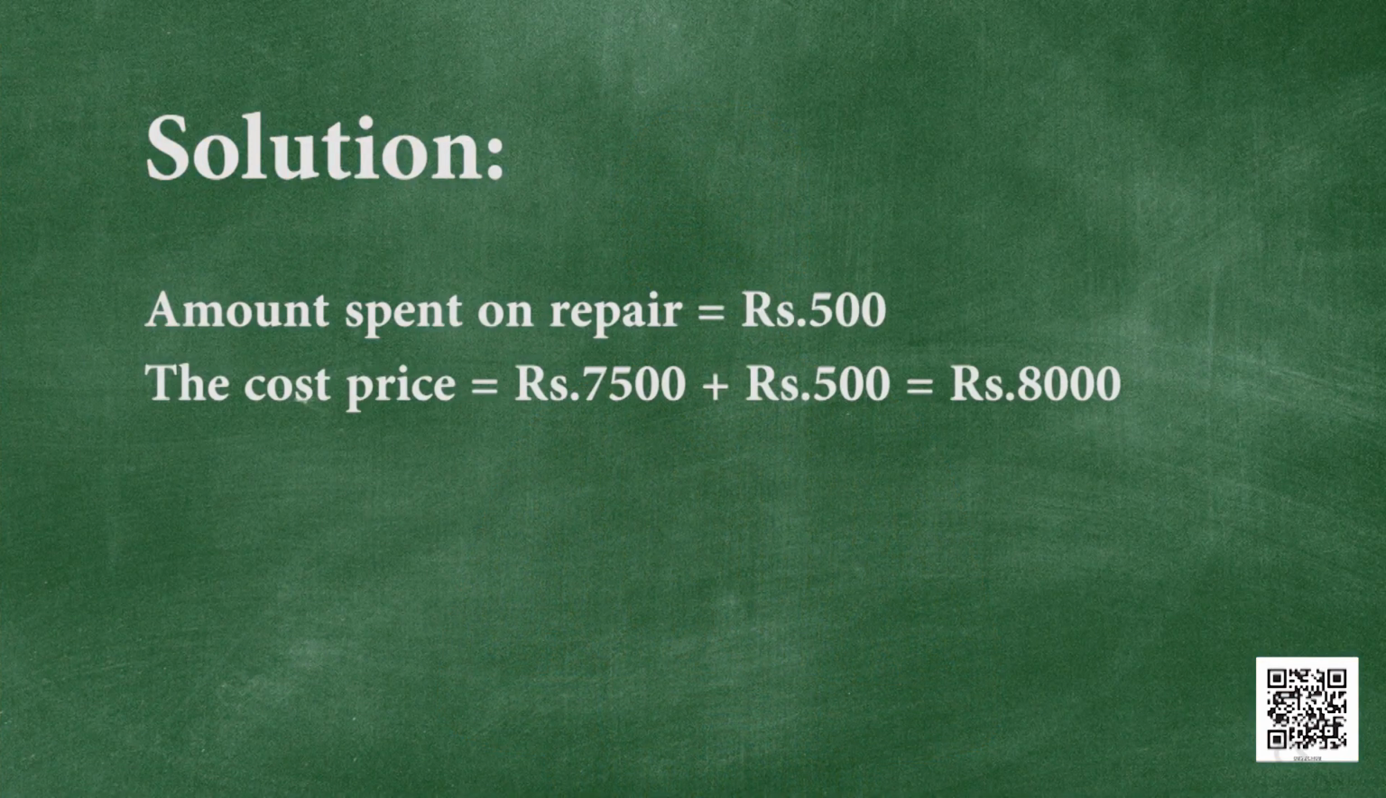Before that, make a note that rupees 500 has been spent on repair. So, these overhead charges are to be added to cost price. So, therefore, let's try to find the cost price of it. Since the amount spent on repair is equal to rupees 500, the cost price is equal to rupees 7500 plus rupees 500, which is equal to rupees 8000.